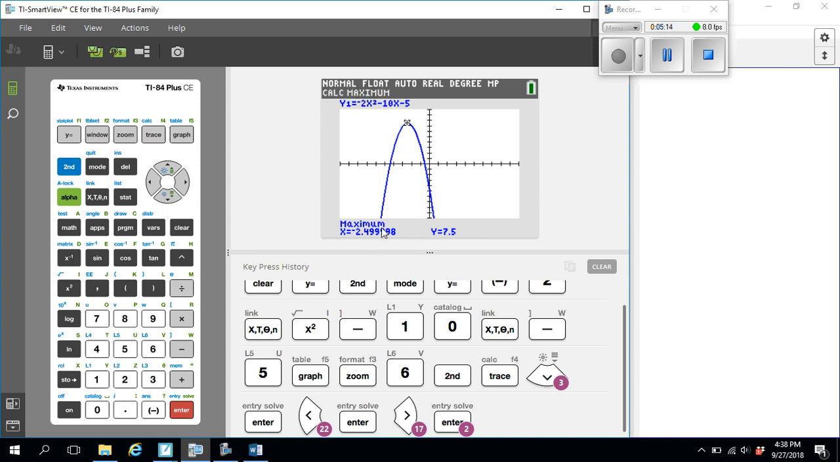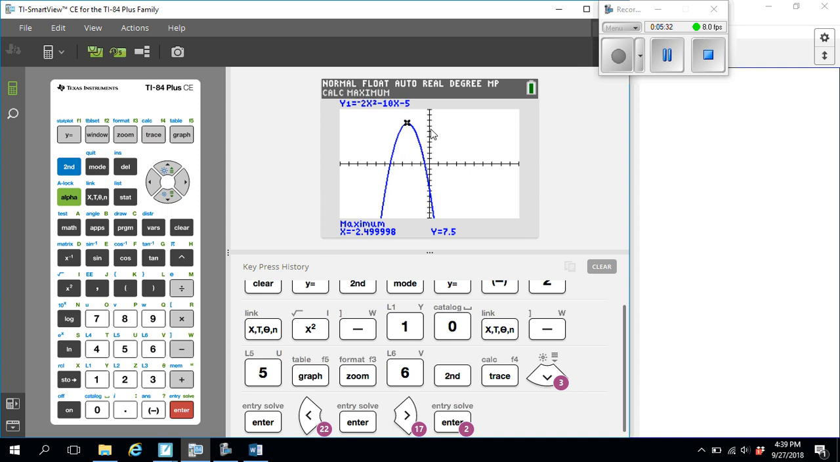And then here we can see what our x value and our y value are for the vertex. Here we're going to round to the tenths place. So our x value is negative 2 point, and we're going to round up to 5, and our y value is equal to 7.5.